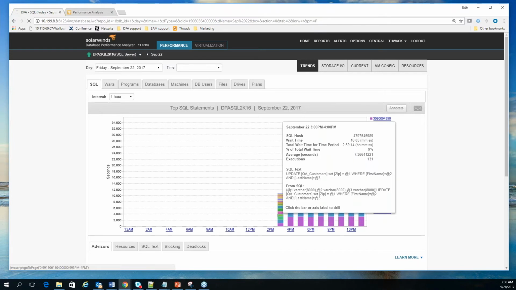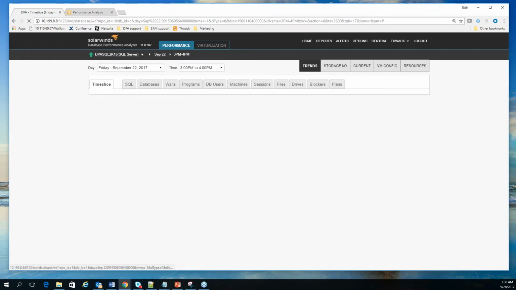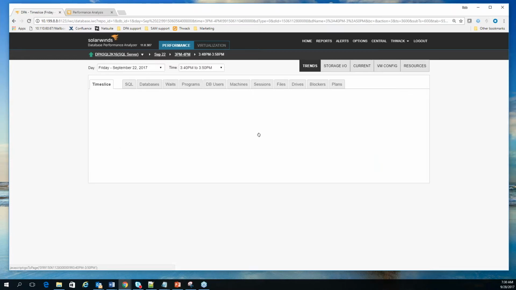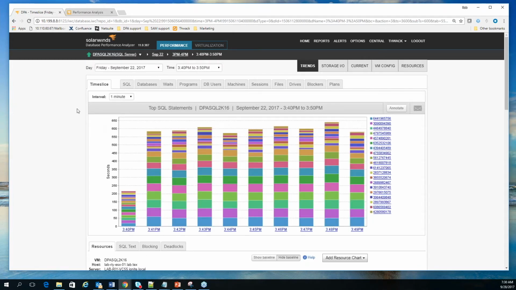So let's dig in a little bit further. Let's click on the 3 o'clock time frame. I can see, oh yeah, boy, it really started to head south right at 3:40. Well, let's go ahead and click that as our context.